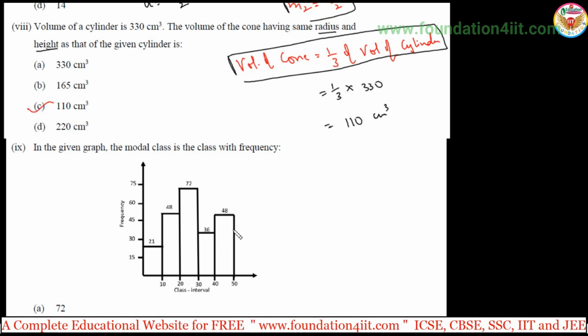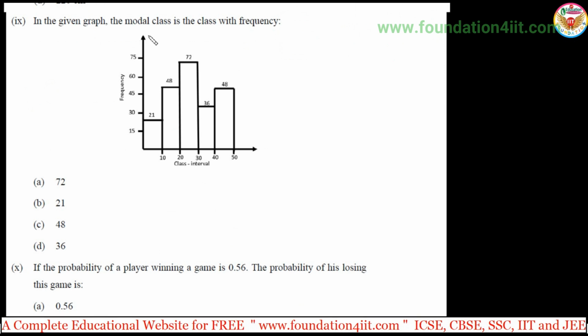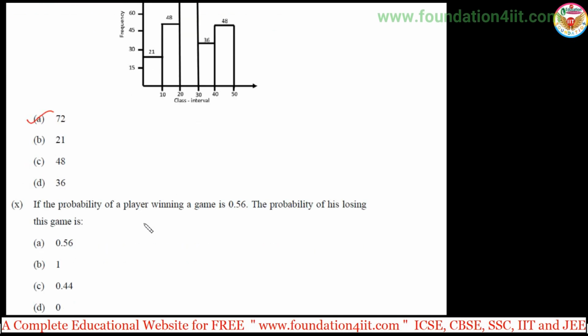Right. And this ninth one. In the given graph, the modal class is the class with the highest frequency. The mode is nothing but which is highest, just 72. That is the answer. Modal class, most repeated: 20 to 30 is highest, so 72. Right, you can take some straight questions.